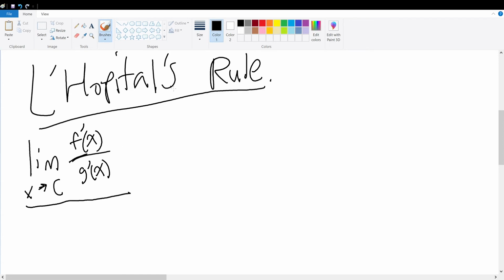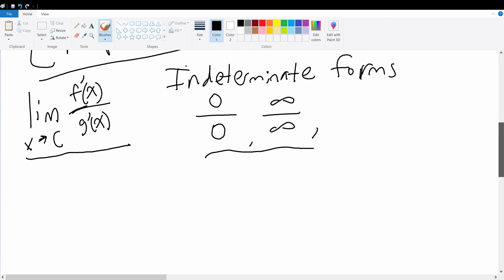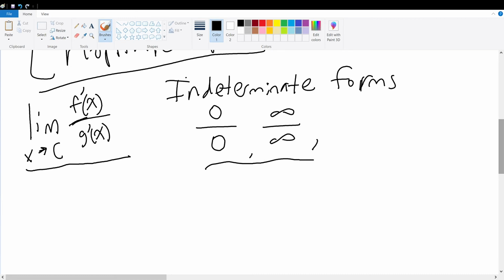Now, in what situation do you use L'Hopital's rule? When you encounter indeterminate forms of limits. For example, 0 over 0 is the most common one you would encounter. Or if it goes to infinity over infinity, that's also one, etc. So essentially, you can't really solve it. There's no meaning behind it.